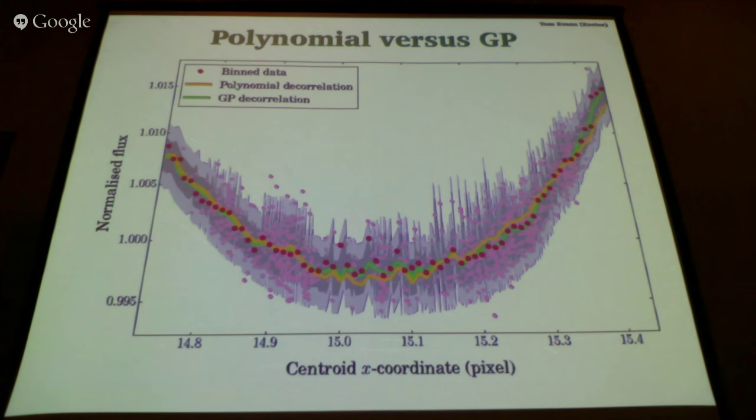The GP fit does a much better job of reproducing the data, simply because the low order polynomial isn't flexible enough to capture all the structure there. In particular, here, the GP does a better job of passing through the data compared to the polynomial. And that's significant for this data set because this happened to be where the eclipse occurred. So this imperfect correction by the polynomial is going to potentially result in a significant offset in the inferred eclipse depth.